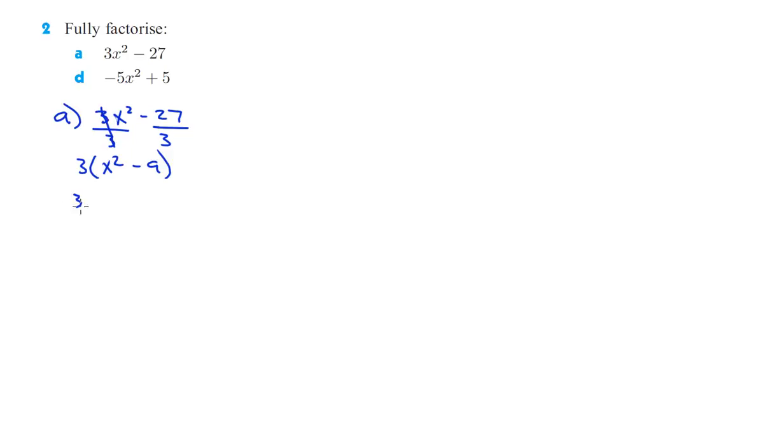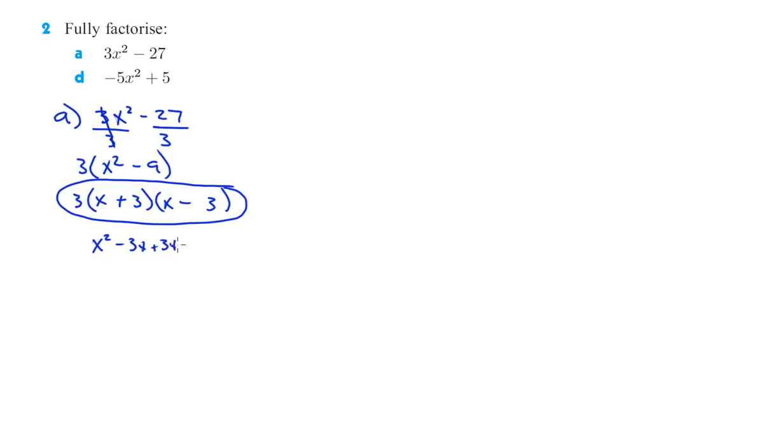So that's going to be a 3, and then these are perfect squares. What times itself gives you x squared? X and x. What times itself gives you 9? 3 and 3. One's positive, one's negative. And again, if you want to make sure that that works out right, let's just multiply this out. So we get x times x is x squared, x times negative 3 is negative 3x, negative 3 times x is 3x, and then 3 times negative 3 is negative 9, right?